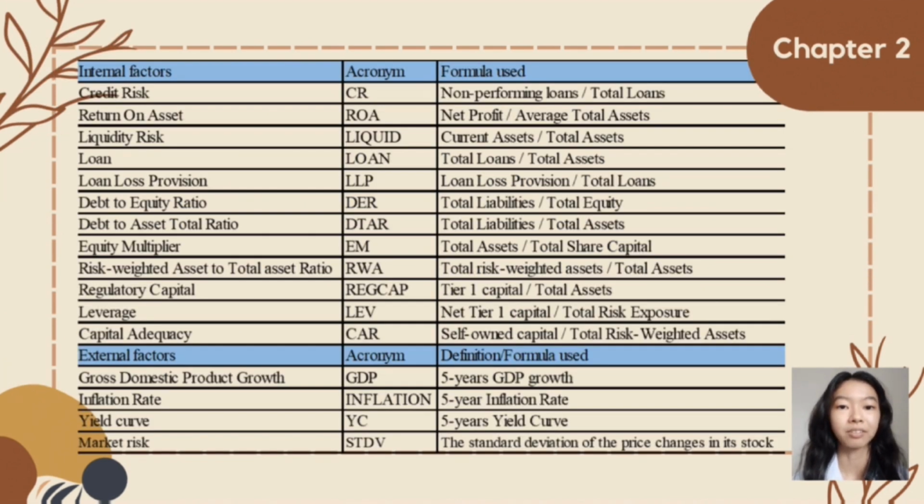Next, I will talk about the 15 variables that are used in this study. The 15 variables included are: return on asset, liquidity risk, loan loss provisions, debt to equity ratio, debt to asset ratio, equity multiplier, risk weightage asset to asset ratio, regulatory capital, leverage, capital adequacy, gross domestic product growth, inflation rate, yield curve, and market risk.